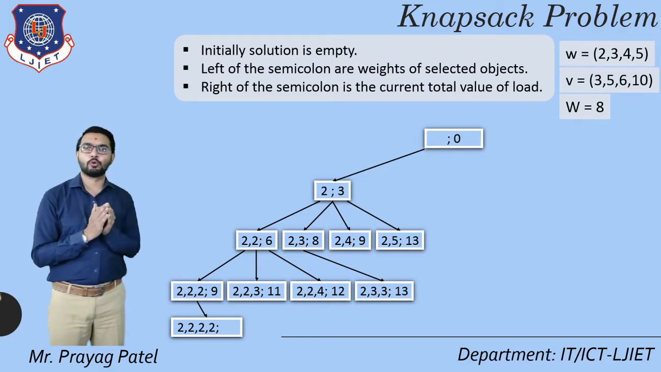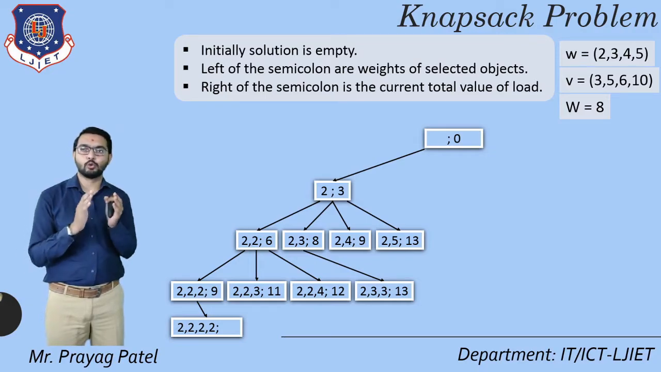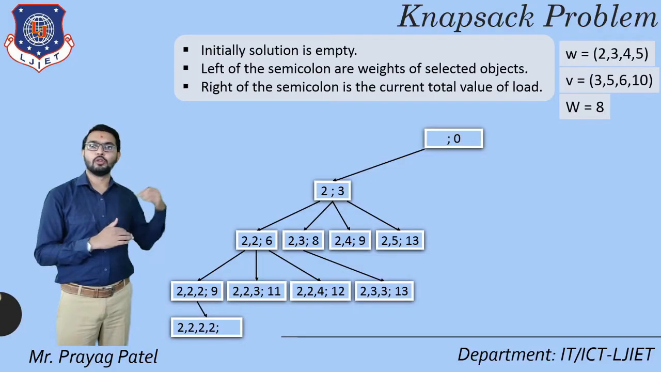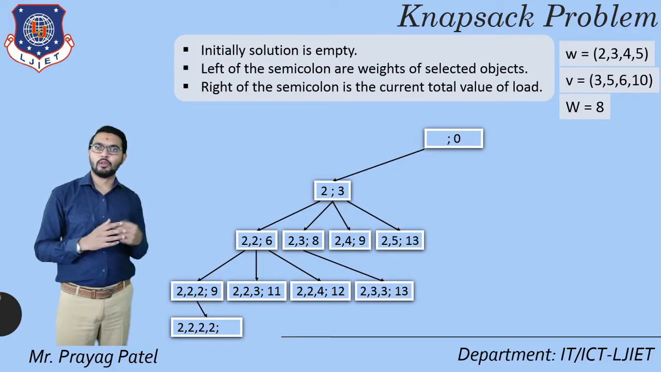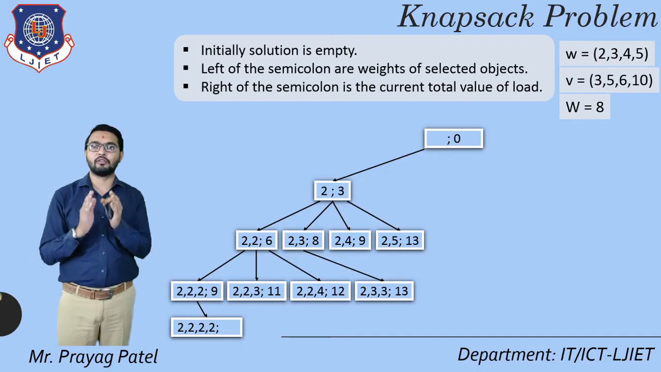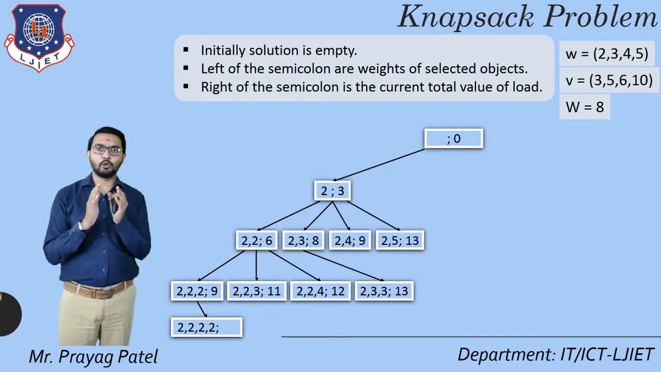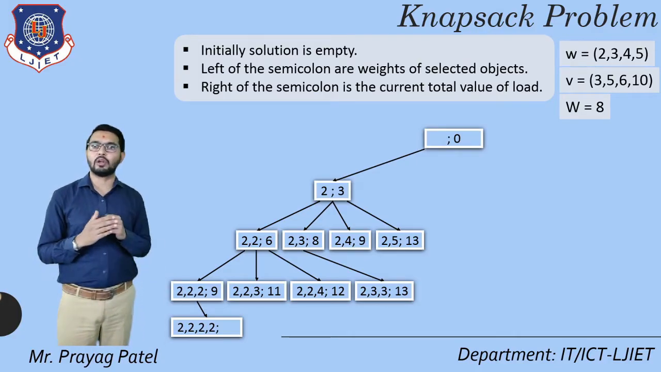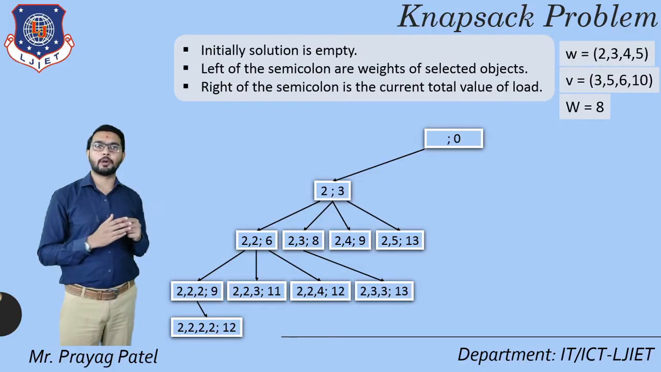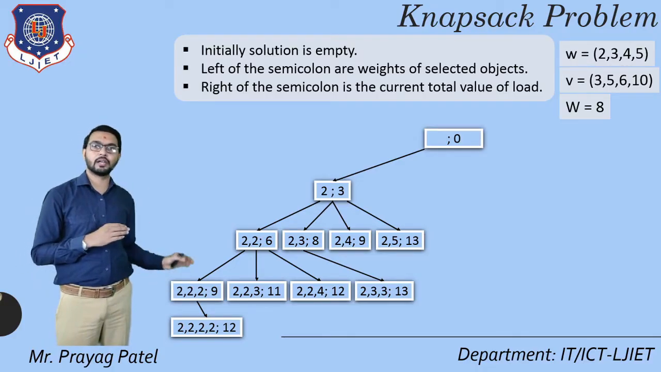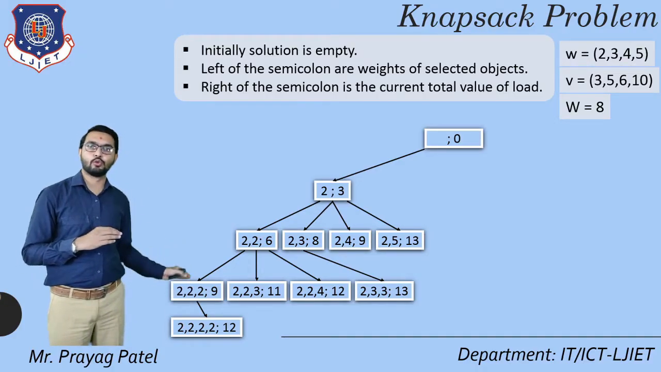After the 2, 2, 2, you can consider the value 2, then 3, then 4, then 5. But here consider the first as a 4 times we select the object 1. Means we select the 2 kg object 4 times. So consider the total weight equal to 8 and consider the total profit equal to 3 plus 3 plus 3 plus 3 equal to 12. So here consider this is your solution 2, 2, 2, 2.